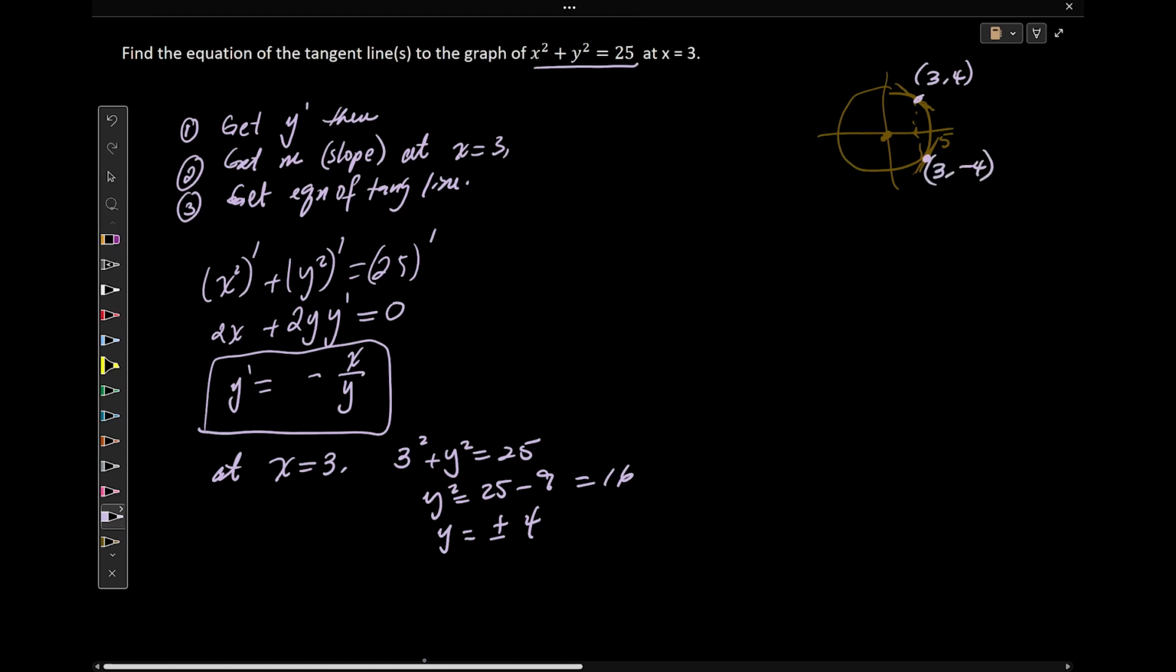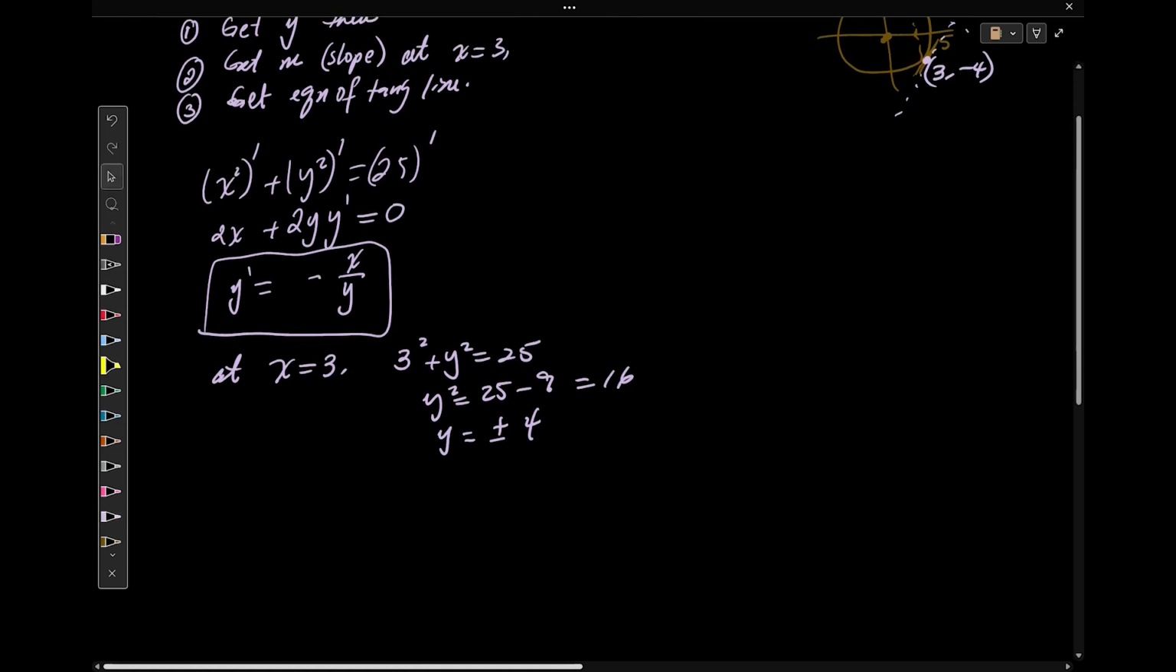At (3, 4), I expect a negative slope for my tangent line, and at (3, negative 4), I expect a positive slope for my tangent line. Let's go ahead and compute those tangent lines. So now since we have two points, let's be specific.